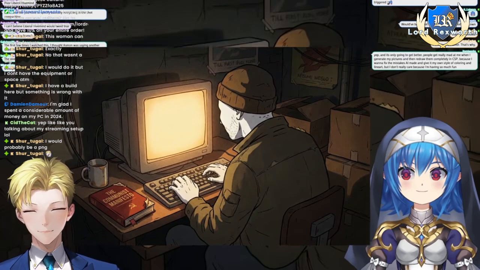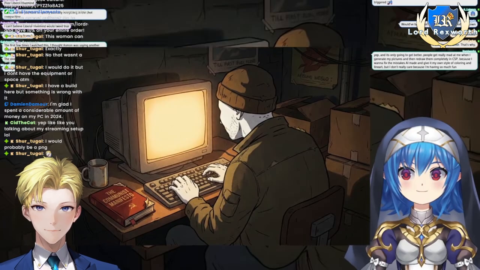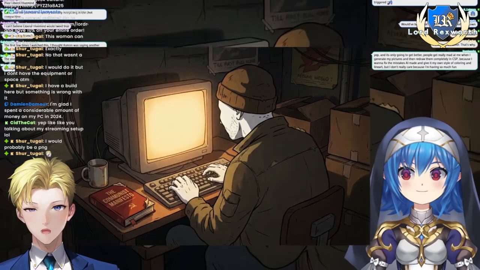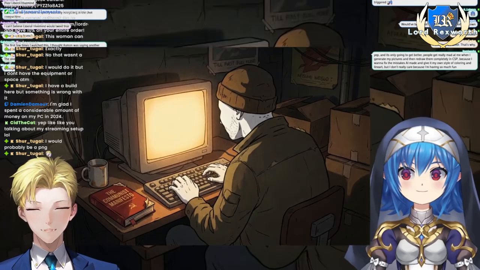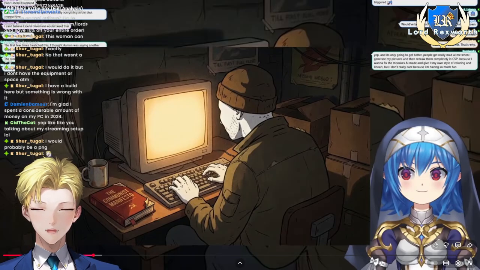And then I've got multiple pages of all of these funny sounds. Some of them are redeems, and some of them, if I just want to play them myself, I just play them. Oh my god! I would probably be a PNG. Yeah, no, that's a perfect way to start out. Perfect way to start out.